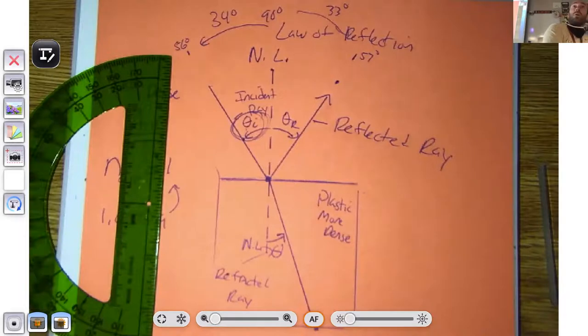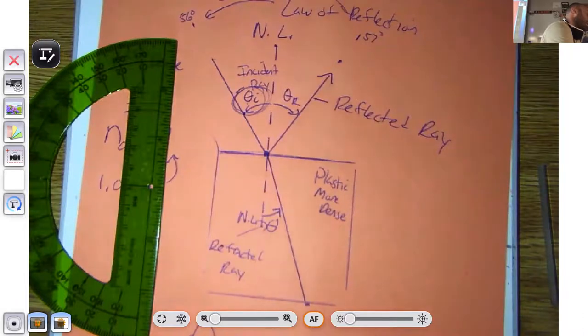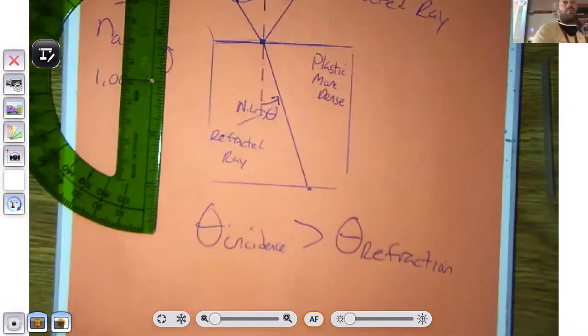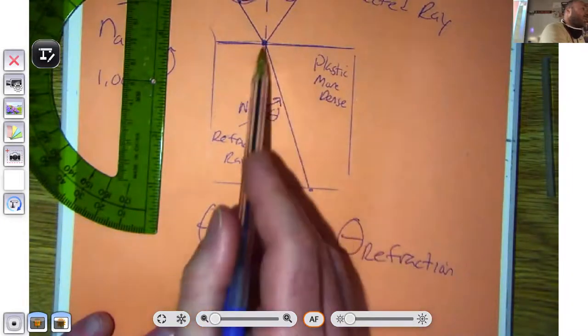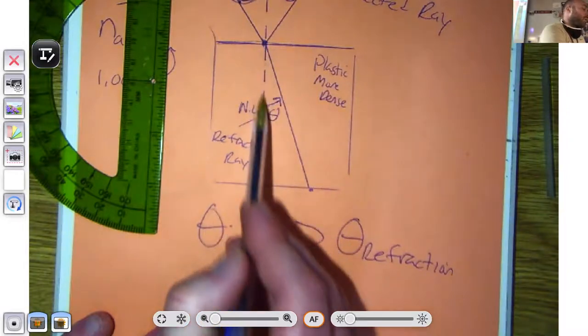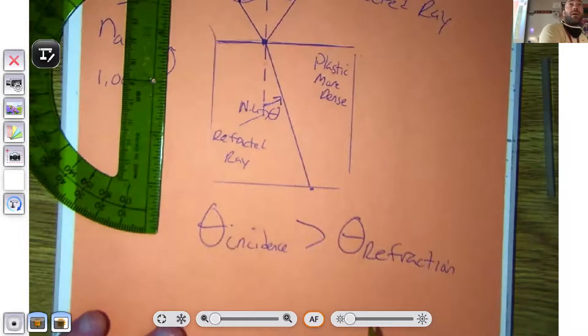It looks smaller. So right now, our angle of incidence is greater than our angle. In this case, we are calling it the angle of refraction, because this angle right here is the angle relative to my normal line of where my refracted light ray is. They're not the same.